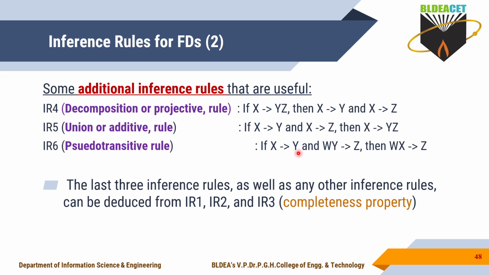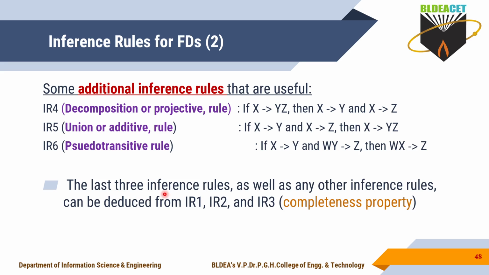As we know, Y is functionally dependent on X, and Z is functionally dependent on Y and W. So if I use the transitive rule, Z is functionally dependent on W and X. By applying the transitive rule, I can remove this Y. That's why we use the term pseudo-transitive rule here.